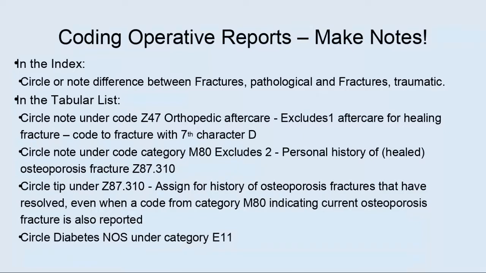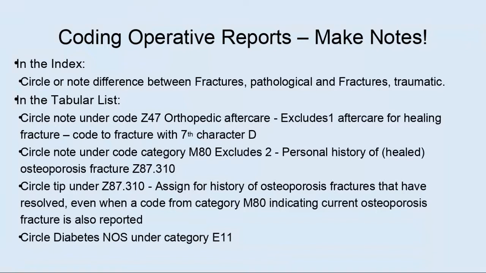So we're looking at fractures and having pathological fractures and traumatic fractures. We wrote in a note about those. Next time you go to fractures, those notes will be there and you'll go, oh, okay, so I need to use this one or this one. It will help you. So as you go along, as you learn coding, write in the book. It's so important. So in the index for ICD, for CM coding, circle the difference between fractures pathological and fractures traumatic.